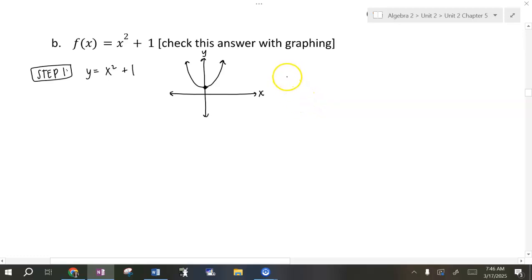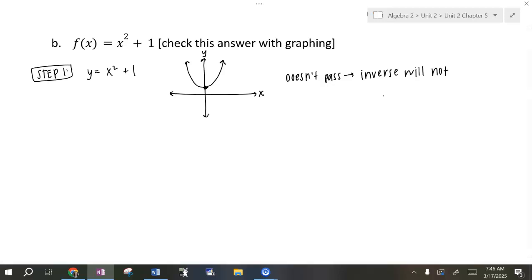So what this is saying, since it does not pass the horizontal line test, it's saying that the inverse will not be a function. Well, maybe I shouldn't write it as a function then. So let's say the inverse will not be a function. It will not pass the vertical line test. Since this doesn't pass the horizontal line test, the inverse will not pass the vertical line test.